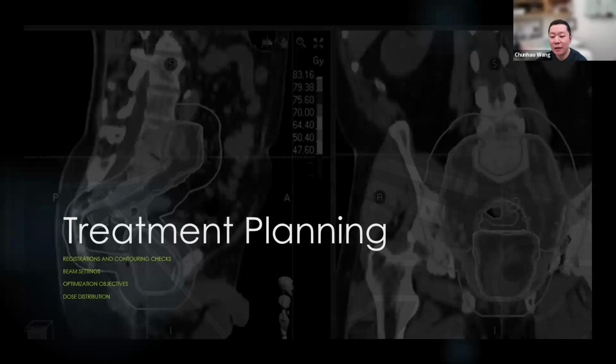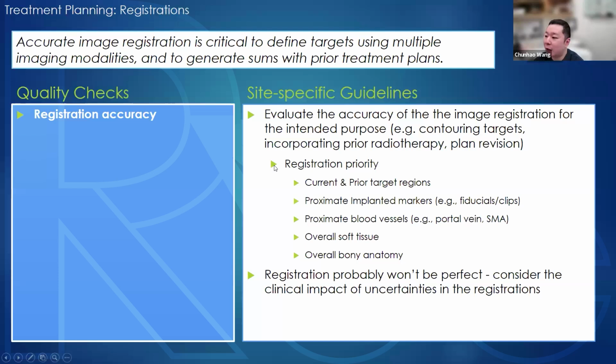All right, so let's now move on to the treatment planning. The first part is to evaluate the image registration. For the GI site, image registration can be very challenging. So we have to identify a list of priorities, because this is not like the brain where we can have a perfect registration. Due to the body habitus change and anatomy variation, very likely due to the progress of the disease, it is very hard to achieve a very good registration.